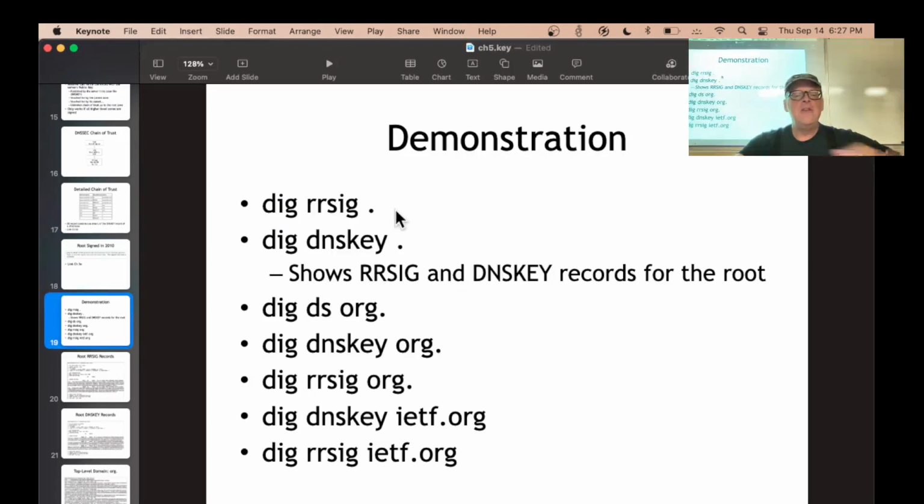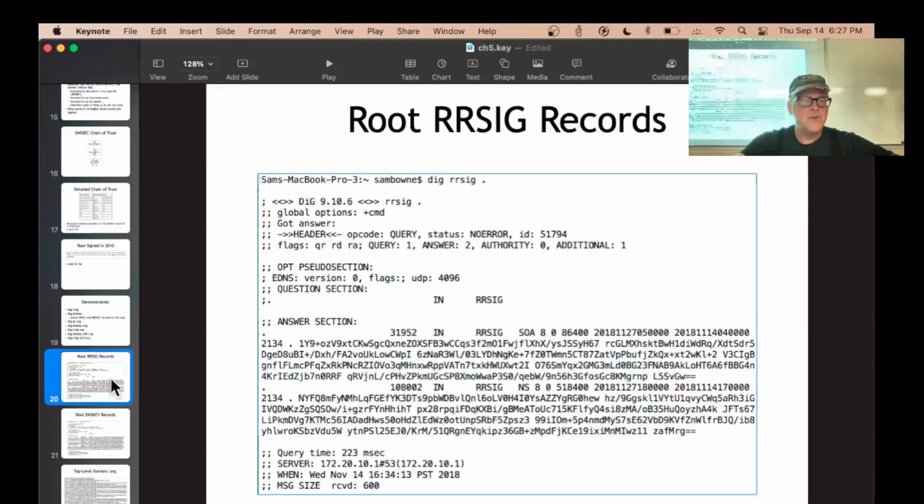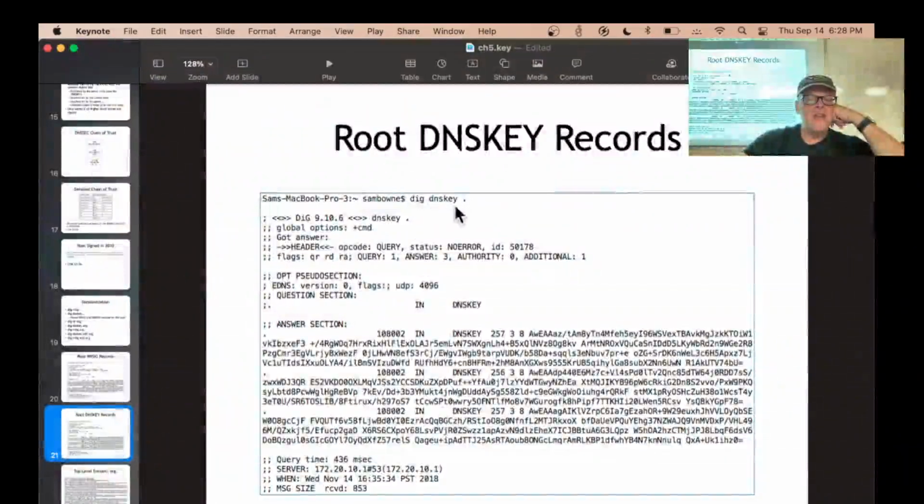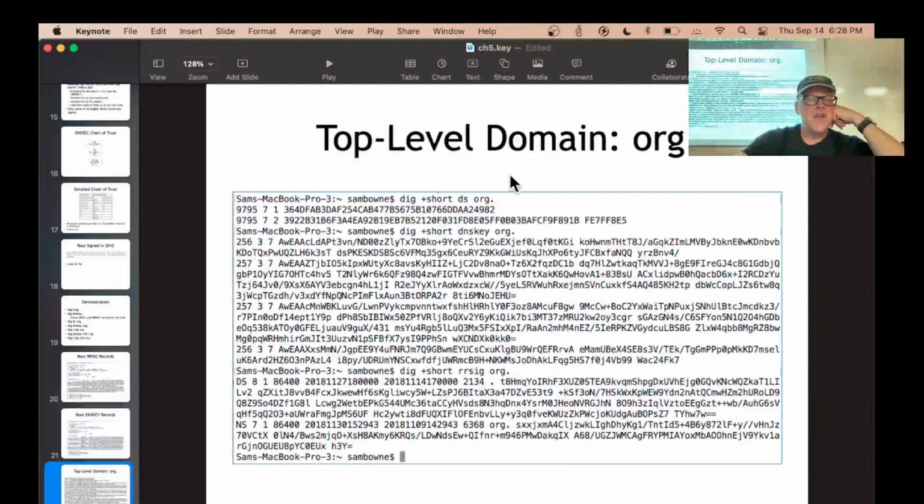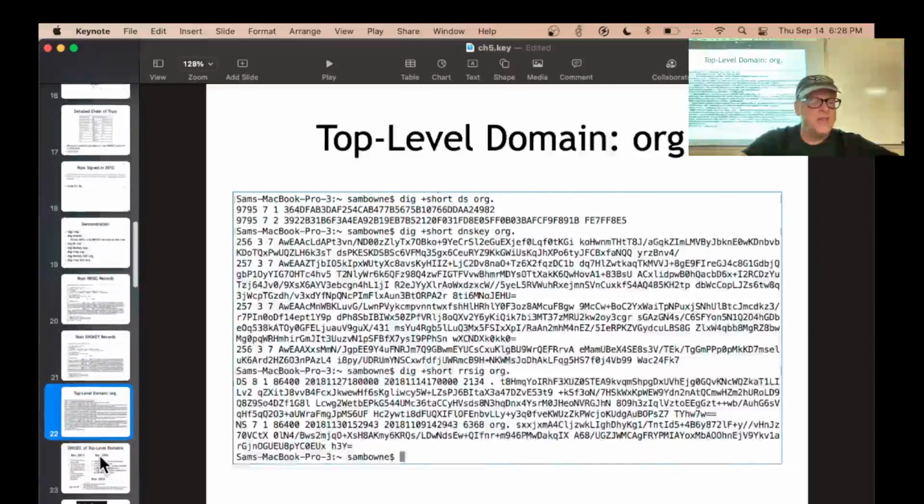So anyway, you can do it all with the dig command. You can watch it. IETF is signed, so you can dig for the resource record signature at the root and get the signature of the root here. The resource record signature is this long base 64 stuff, and then you can get the DNS key record up there, and then you can get the .org. You can get the response here, and it will include a DNS key and an RRSIG. So it's got a signature and a key also.